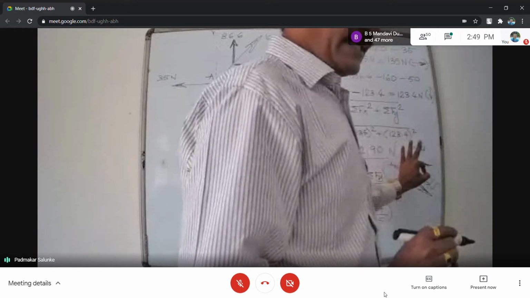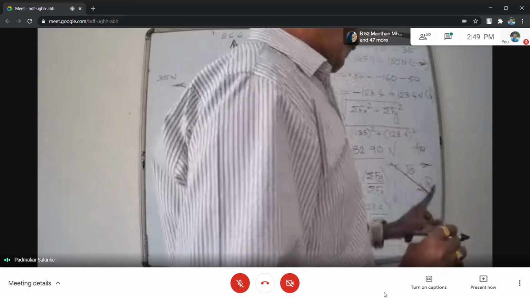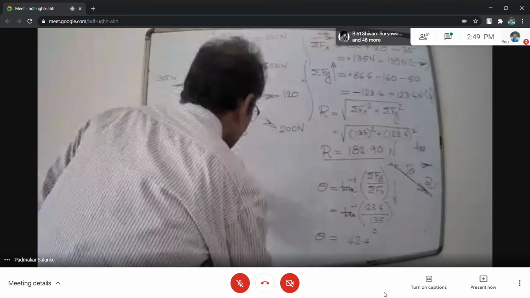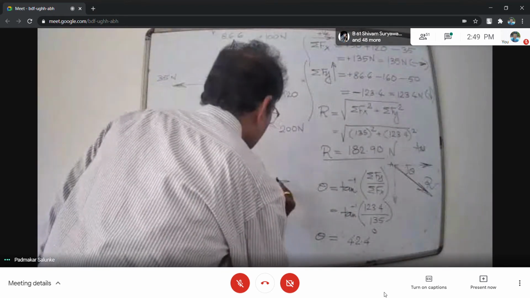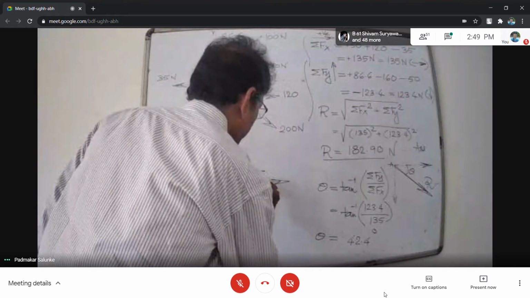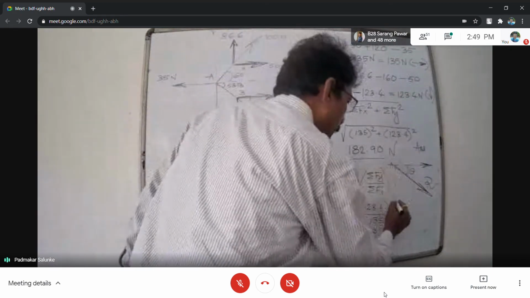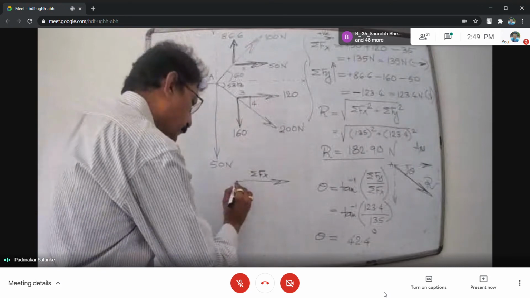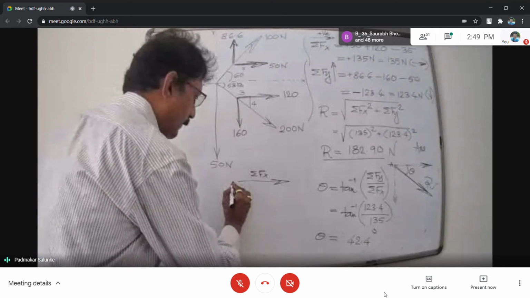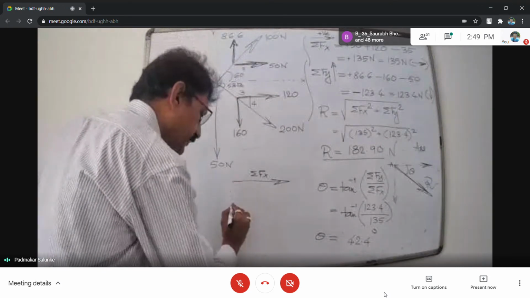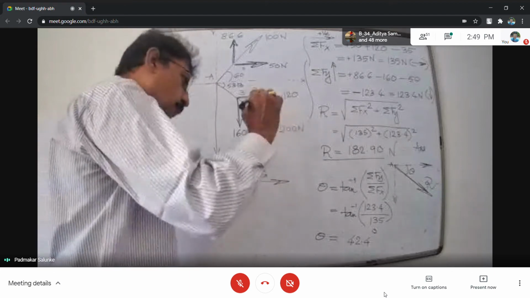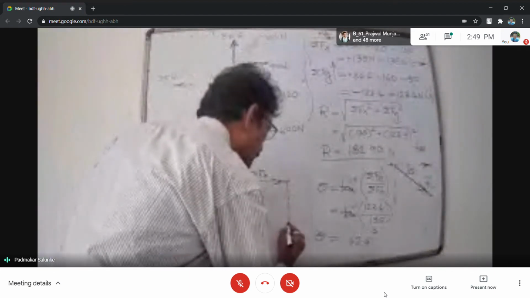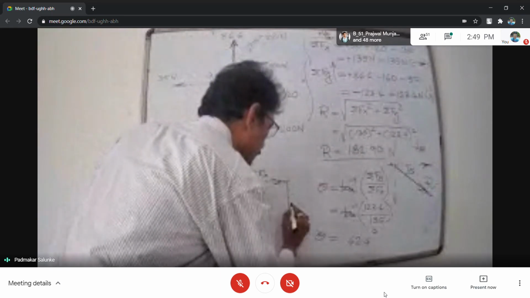Same case, I will redraw. Now look for that. X component is to the right. This is summation of Fx. Y component is downward. Where I have to mark, here I have to mark. But instead of marking there, I will mark here. And this is your summation of F.